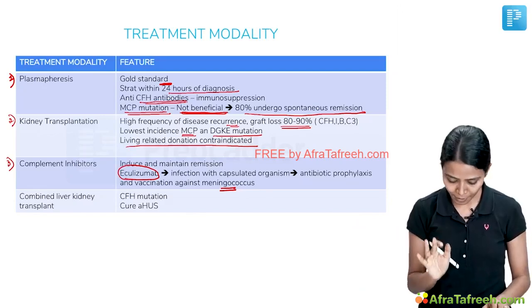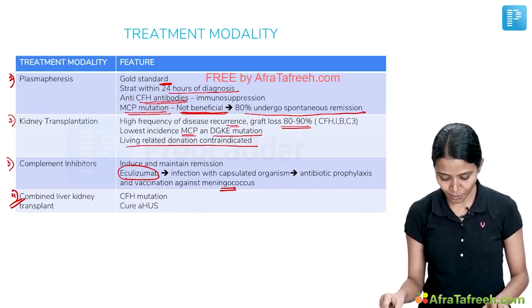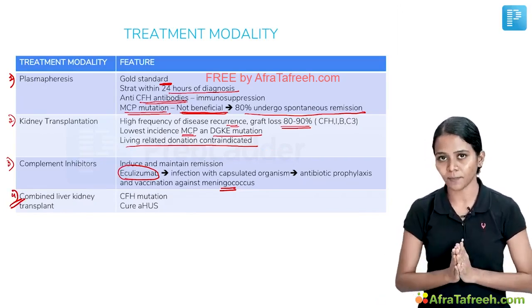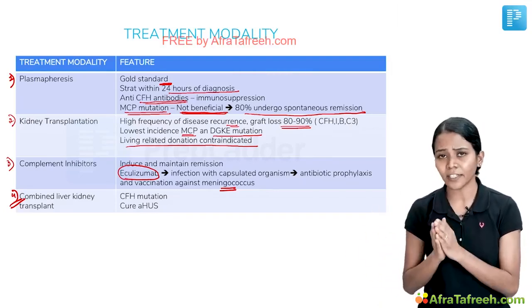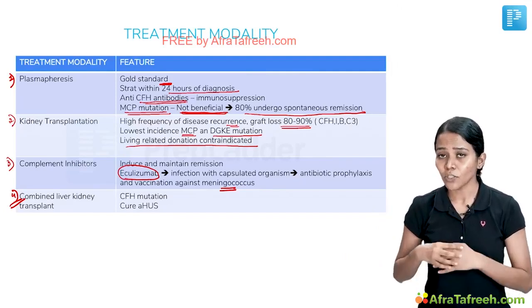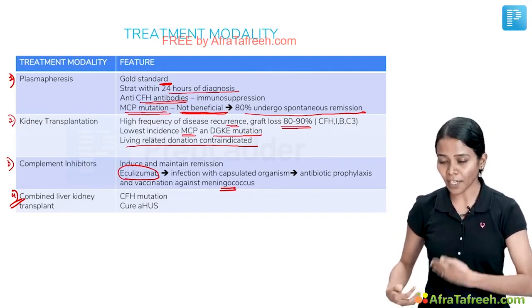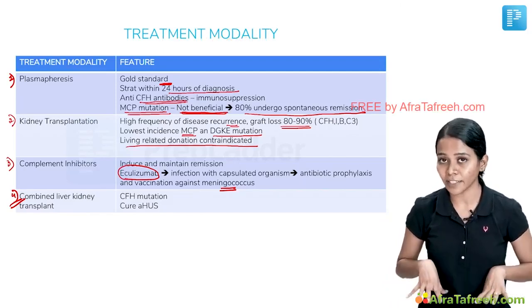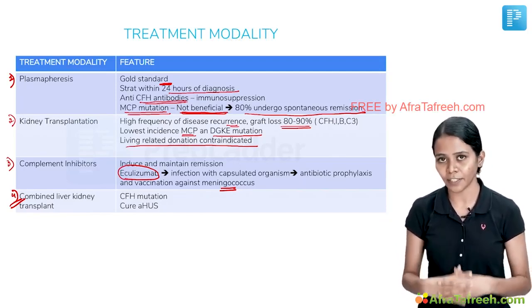So that is about complement inhibitors like eculizumab. Next is combined liver kidney transplantation. When there is a complement factor H mutation, which leads to reduced production of factor H, we know that factor H is produced in the liver. So what happens if a combined liver and kidney transplant is done? Factor H is going to be produced and recurrence can be prevented. So if it is factor H deficiency, combined liver kidney transplantation can be done.